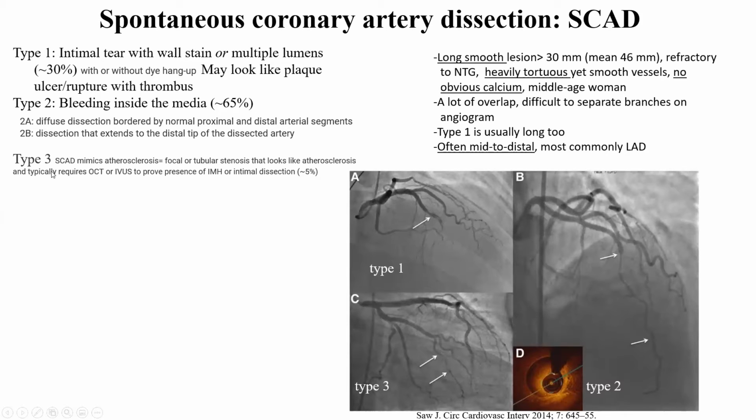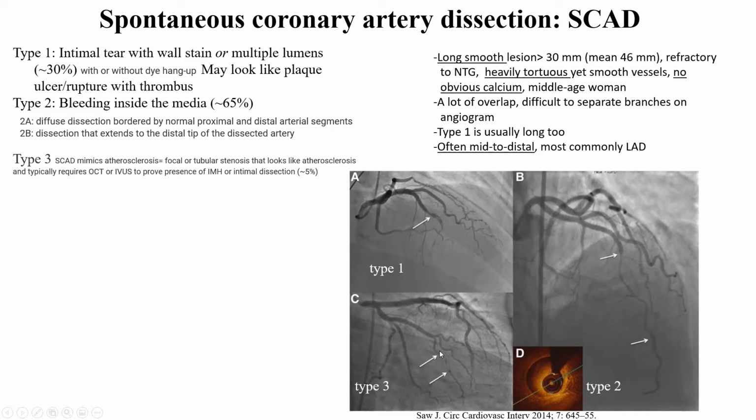SCAD type 3 is the most difficult to diagnose, and it is the least common, 5% of SCAD. This type 3 SCAD looks like atherosclerosis. It's more of a focal process, a focal stenosis that looks like atherosclerotic stenosis. To make a diagnosis of type 3, you need OCT or IVUS. For type 1 and type 2, you should overwhelmingly make the diagnosis by angiography.